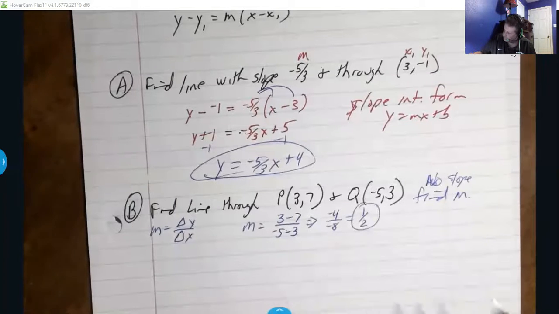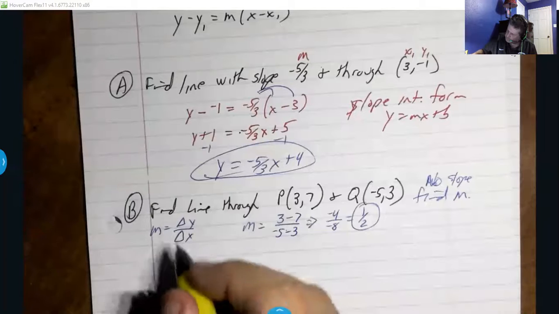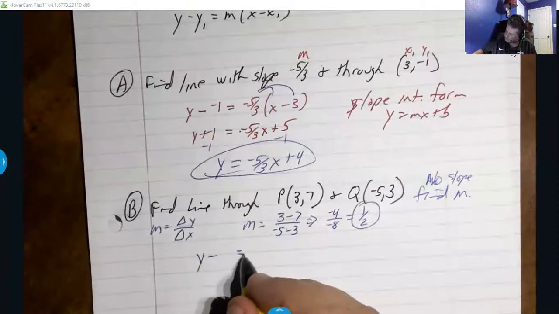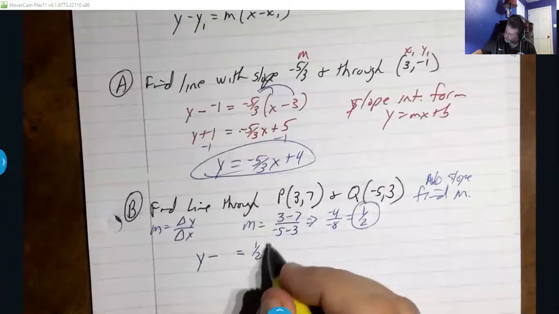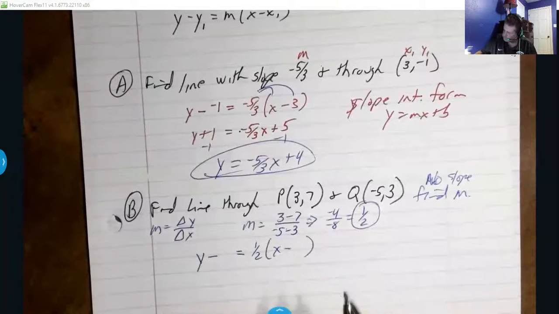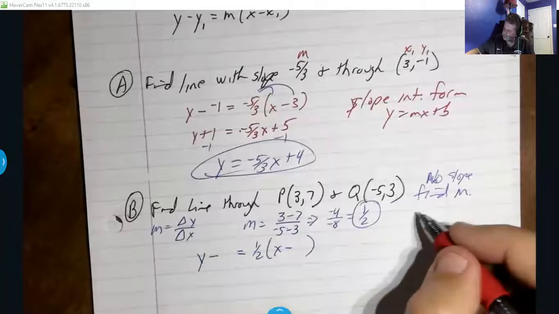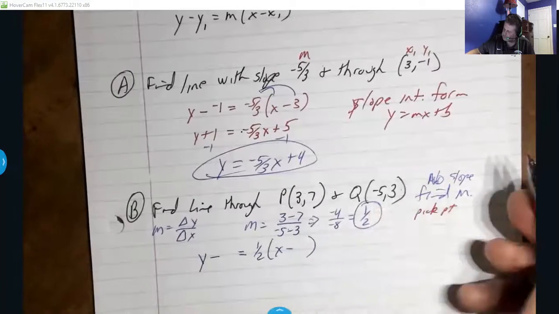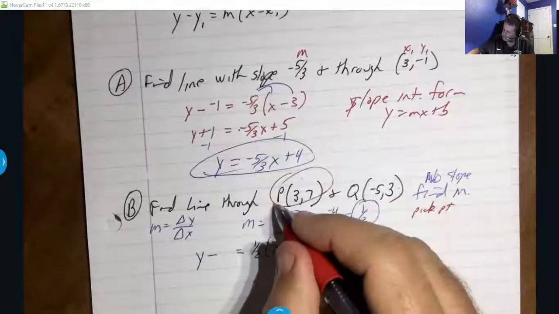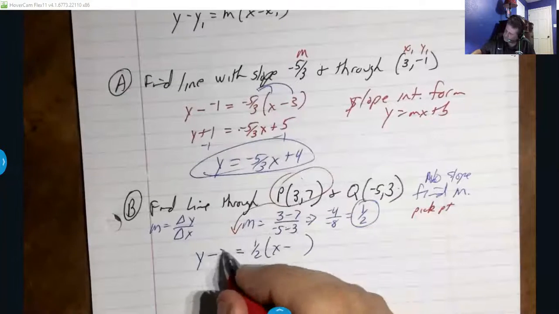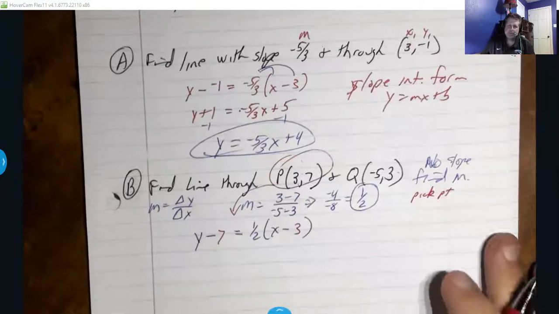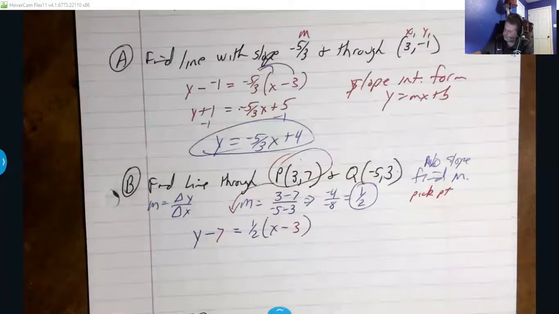So there's my slope. So what we're going to do is we're going to plug things in. Y minus something is equal to the slope 1/2 times x minus something else. And what are we going to put there? We need to make one of these two. We got to pick a point. Pick a point. Which one? This one or this one? And it doesn't matter. So let's just take P. So we're going to plug P in. So that's going to be a 7 there and a 3 there. Okay? And what we're going to do is solve for y.